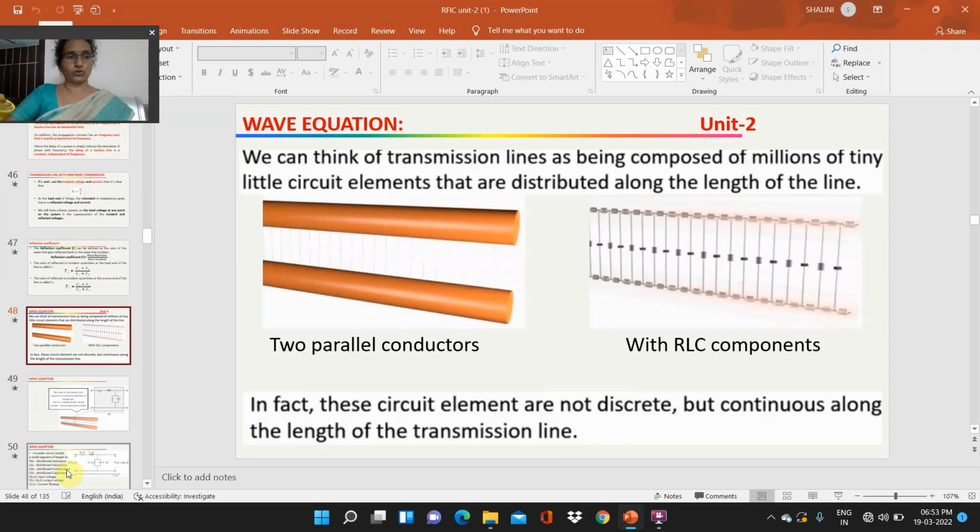So we will go for the wave equation in the next video. We will derive the wave equations.